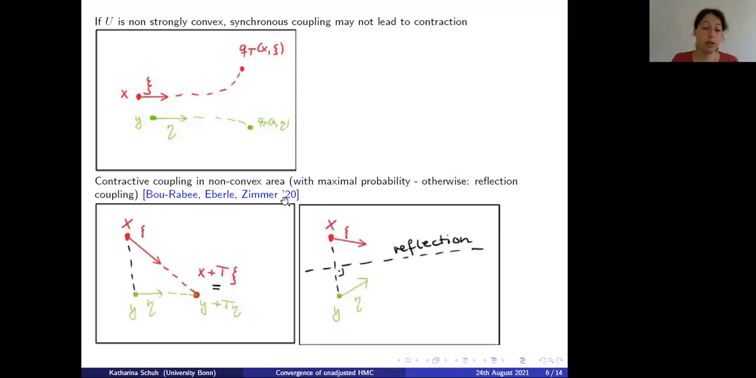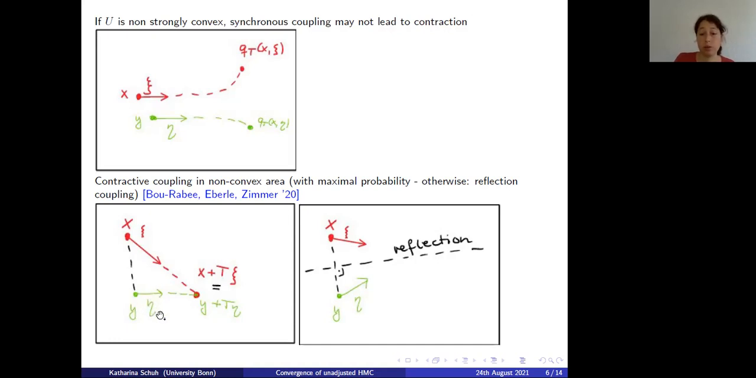But what happens now if U is not strongly convex? Then Bou-Rabee, Eberle, Zimmer looked at a different coupling. I called it here the contractive coupling. The idea is to sample xi and then set eta such that this equation is satisfied. If you look at the free dynamics, this term would be exactly the position of the Hamiltonian dynamics after one step, where free dynamics means that U is 0. And the idea is to hope that after one step with this coupling, they become closer. And actually, eta cannot always be set like this, because otherwise eta would not be standard normally distributed.